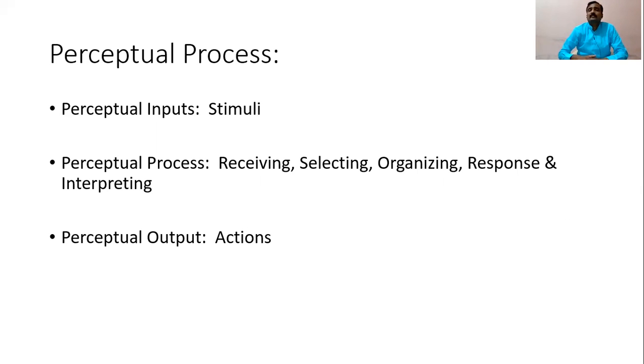Usually these are the three steps where the perceptual process happens. First is perceptual inputs, that is, through stimuli. Second is the perceptual process, that is, receiving, selecting, organizing responses, and interpreting results. And third is perceptual output through actions, by buying those products or services, we can take the action. So these three constitute the perceptual process: input, process, output. Input through stimuli, process through receiving, selecting, organizing responses and interpreting, and last, output through action.